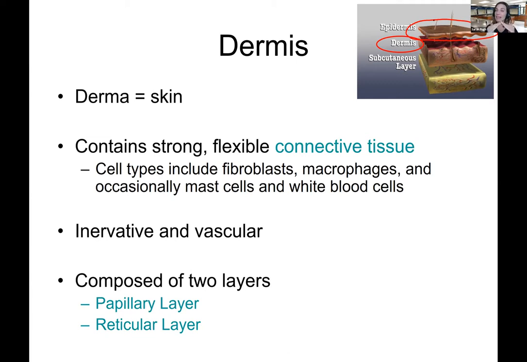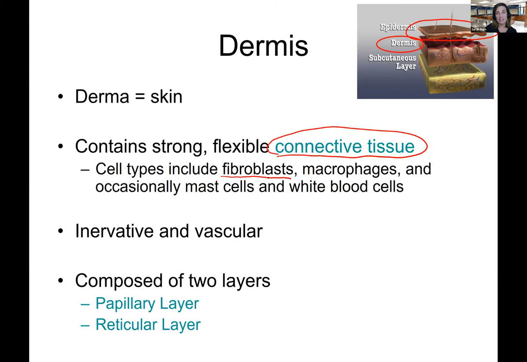The next layer down, the dermis, is the thickest layer of your skin. Derma means skin. And this one's very different. Remember, epidermis has epithelial tissue. The dermis, this middle layer of your skin, is not epithelial tissue. It can't be. Epithelium does not have a blood supply. This is made of connective tissue. The type of cells that we find in the dermis are fibroblasts. So that should tell you a lot.